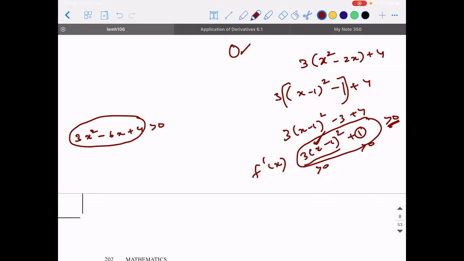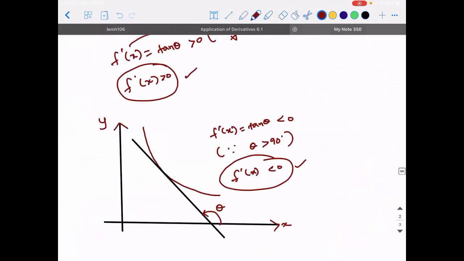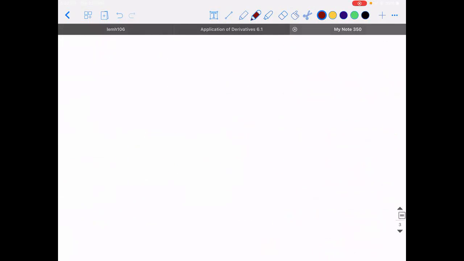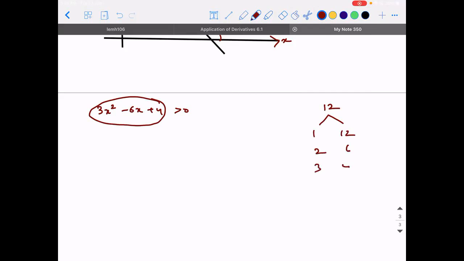Any negative value for x will be greater than 1. What is the function? It is 3x square minus 6x plus 4 is greater than 0. No? So what can we write? How can we write this as? Is it possible for you to factorize 12? 12, how are you going to factorize? 1, 12, 2, 6, 3, 4. So you have nothing to factorize, right?